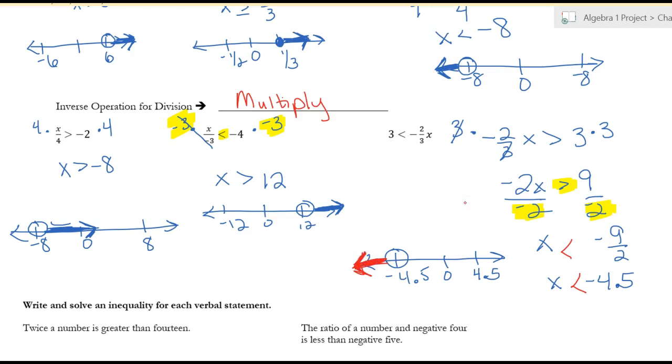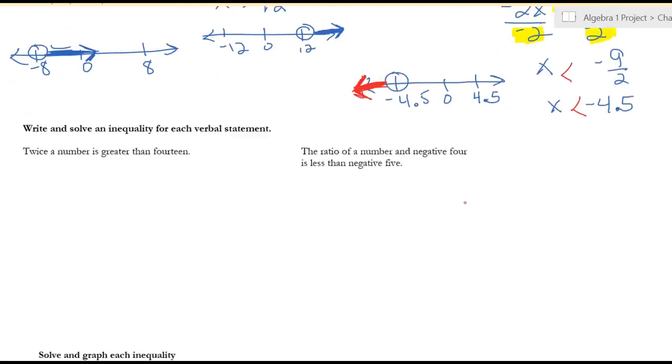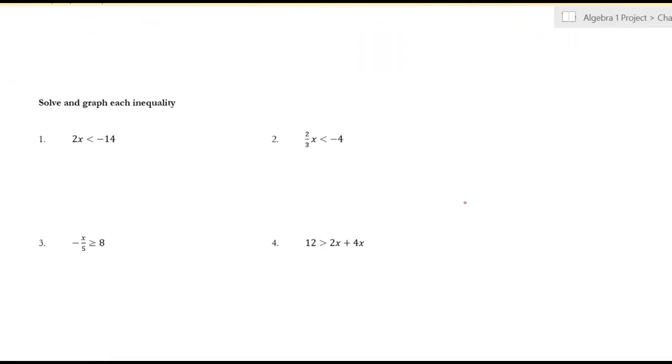Okay? All right, we're going to skip the word problems for right now. We're going to come back. What I would like you to do is try numbers 1, 2, 3, and possibly 4. Give them a try, see how you do, and then when you're ready, press play.